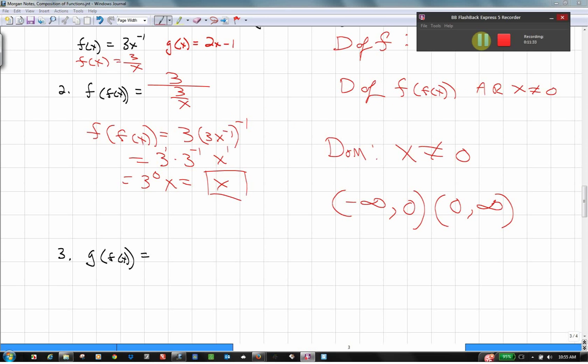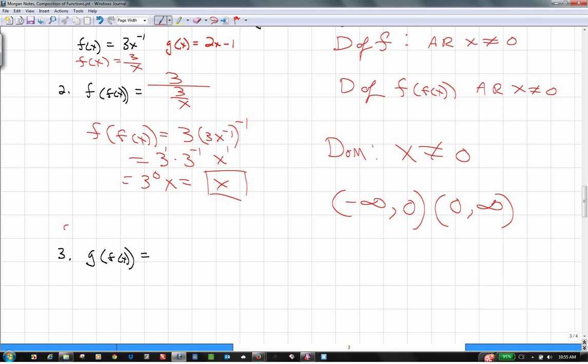Okay, let's do another example. So what we're going to do is the composition of g with f of x. So I'm going to put the function f into all the x's that I have in g of x. Okay, so here is g of x up here. Let's just write them up there so we can see them a little better. G of x is equal to 2x minus 1. F of x is equal to 3x to the minus 1.